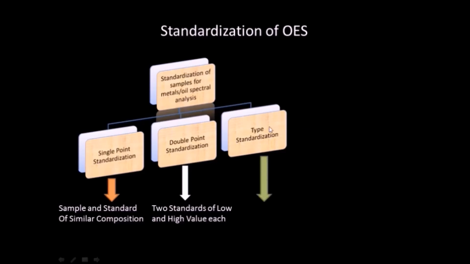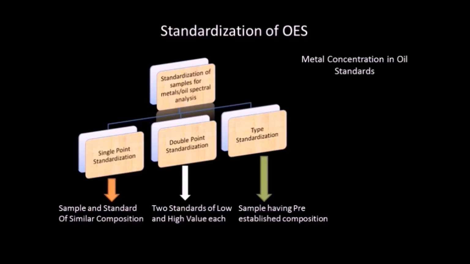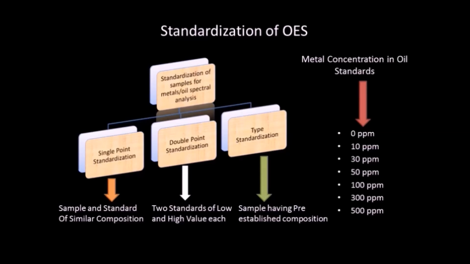Type standardization. Type standardization is the usual method adopted for standardization where the instrument is standardized with a sample having pre-established composition. For calibration of oil spectrometers, oil standards having metal concentrations of 0 ppm, 10 ppm, 30 ppm, 50 ppm, 100 ppm, 300 ppm, and 500 ppm are sparked, and results are used for calibration using regression analysis.